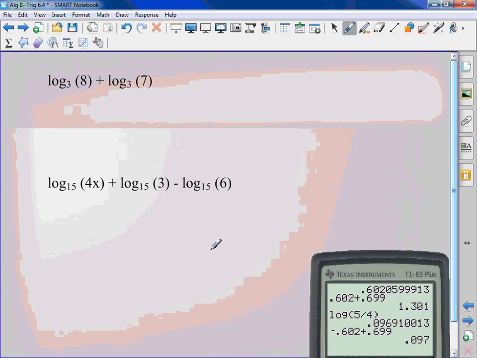Here's this one. I have log base 3 of 8 plus log base 3 of 7. We can't do this right in the calculator. No, calculator cannot do base 3. What does it mean if it's plus in between and they have the same base? Log base 3 of 8 times 7, which is log base 3 of 56. That's all we're doing right now. That would be our answer right now.